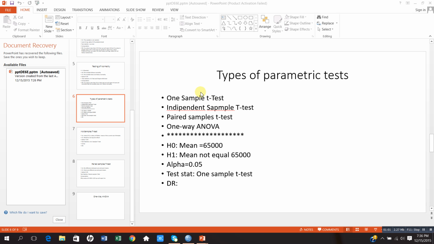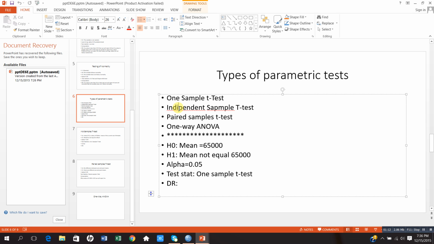So I have written for you here. The first test is one sample t-test, the second is an independent sample t-test, and the third one is paired sample t-test, and the last one is one-way analysis of variance, that is one-way ANOVA. So I will do that one by one. I will start with one sample t-test.